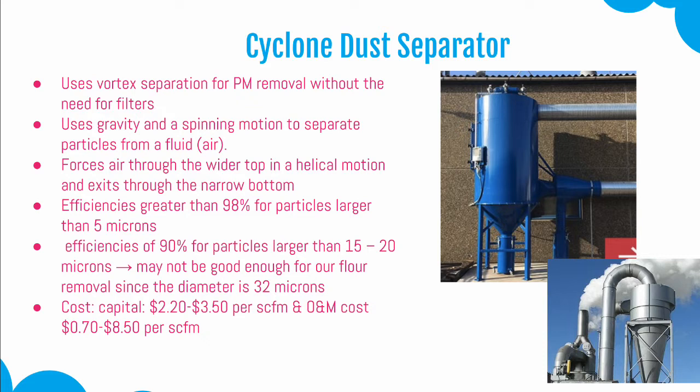The cyclone dust separator is highly efficient at removing small particles, but the efficiency falls as the particle size increases. The efficiency is greater than 98% for particles larger than 5 microns, but the efficiency falls to 90% for particles larger than 15 to 20 microns. The average diameter of flour is 32 microns, which means this may not have a high enough particle removal efficiency to meet the needs of the flour mill. The capital cost is $2.20 to $3.50 per standard cubic feet per minute, and 70 cents to $8.50 per standard cubic feet per minute for operations and management.